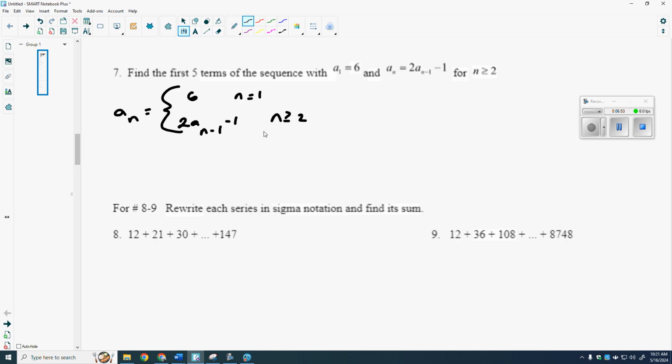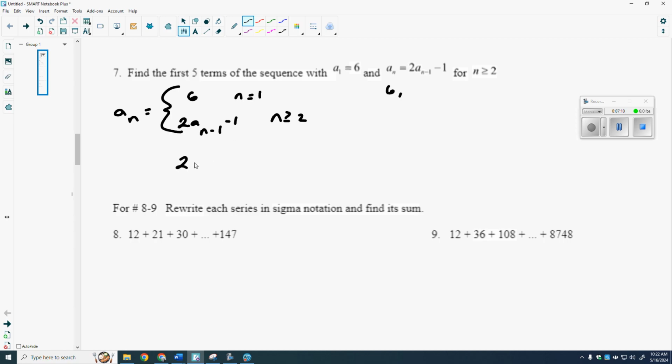What does that mean? So when n is 1, my first term in my sequence is 6. Right? A sub 1 is 6. But for every term after that, for the second term, the third term, for every term after that, this is my definition. So what does that mean?